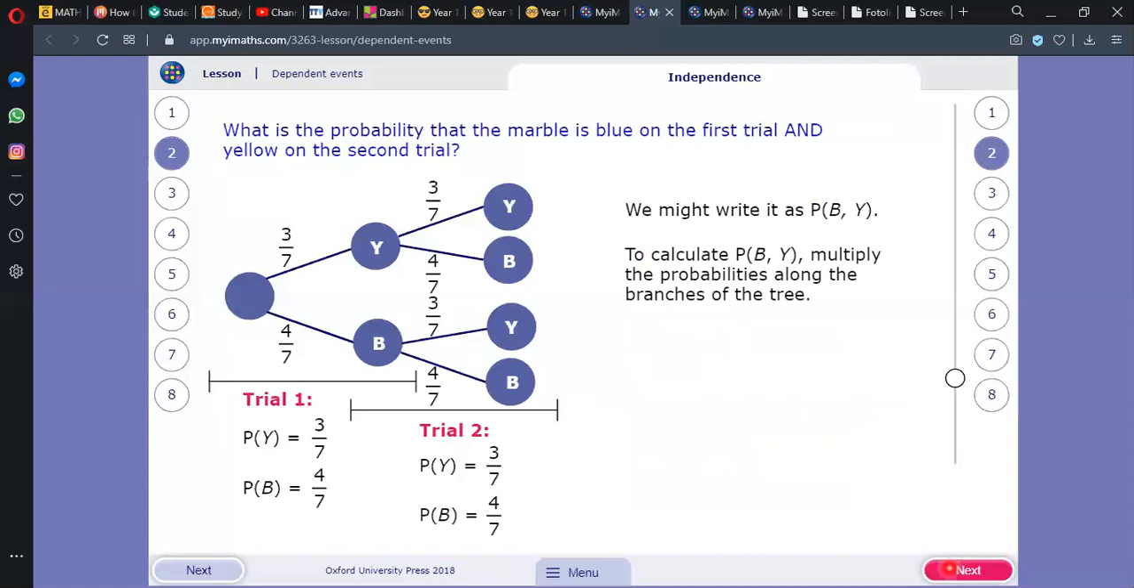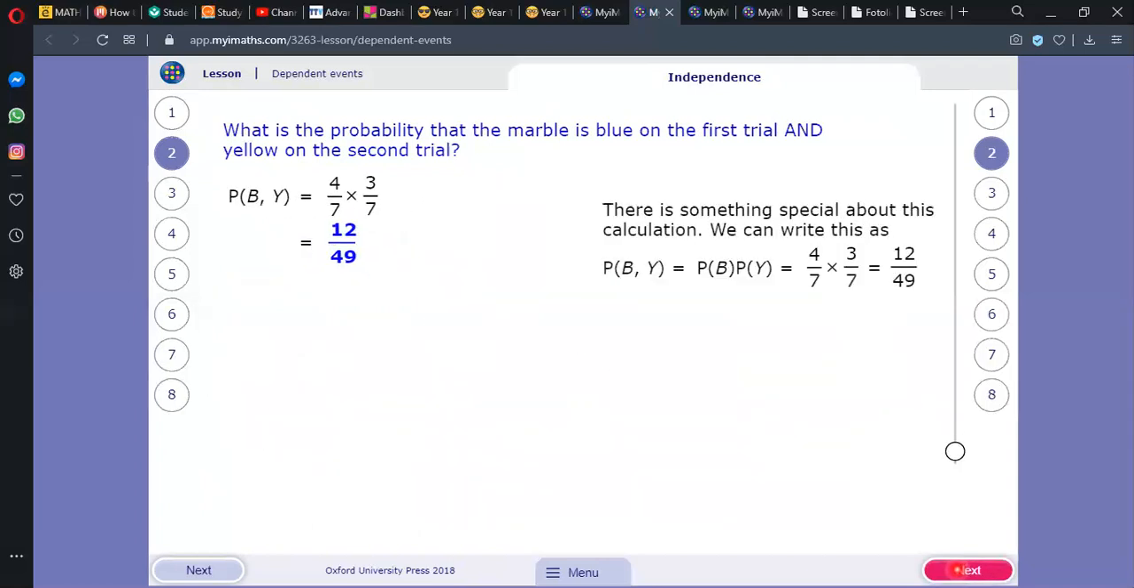So we might write it as probability of B, Y, but I don't like that so much. I prefer the word and, so that we can write it as probability of B and Y, so that that word and can always remind you that you are dealing with multiplication. So preferably, please guys, write it as P bracket B and Y, okay, so that it gives you clarity on that. So this is going to be 4/7 times 3/7, which is 12/49, okay, and that is how that goes.